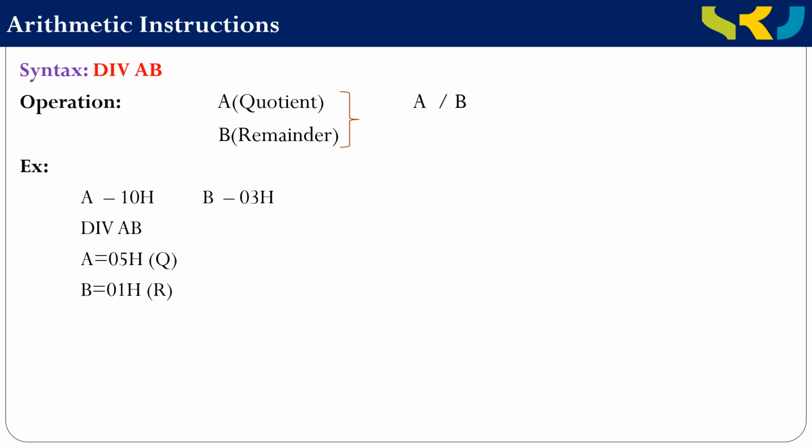Why? Because when you divide any number by 0, we may get an infinite quotient value. So we cannot accommodate that infinite quotient value within the finite register, that is the accumulator. That's where it will show an error by setting the overflow flag equal to 1. The overflow flag is set to 1 if the B register value is equal to 0. So this is the operation of the division instruction.